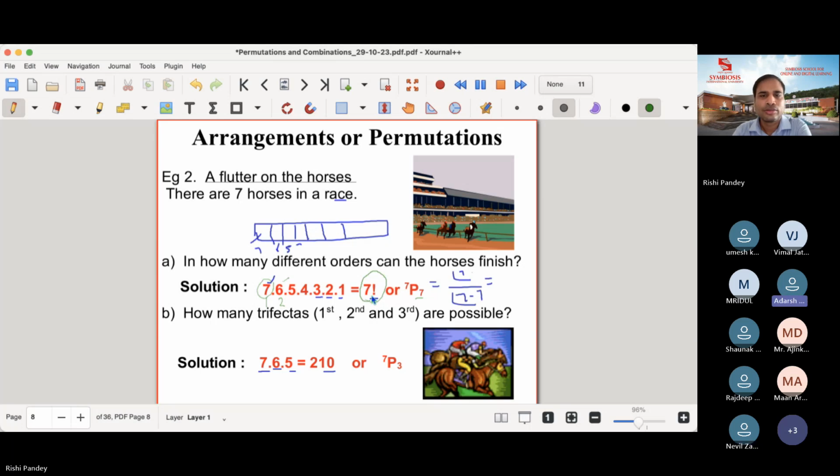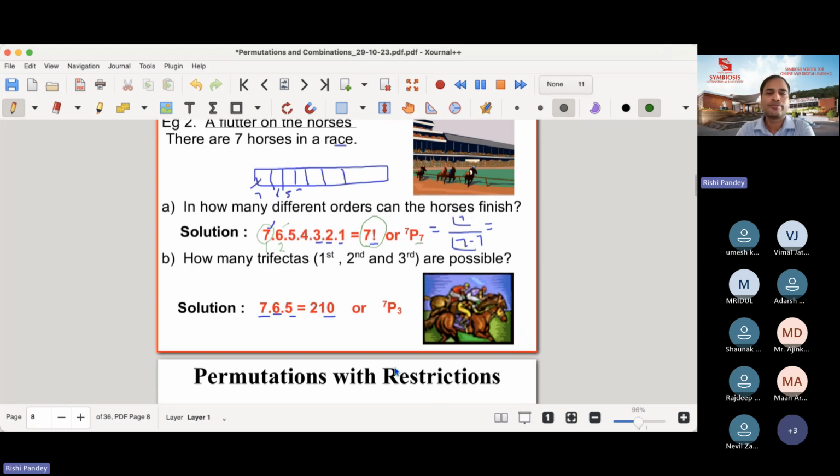If we have 3 positions, first, second, third, then any of the 7 can take the first. One is occupied, then 6, and then 5. So we can write 7P3. Also calculate 7P3 and find the value.